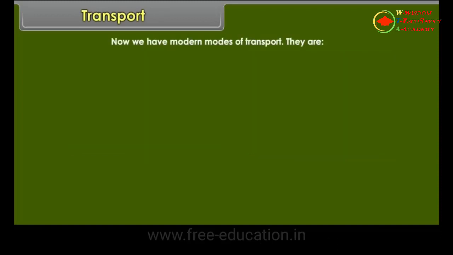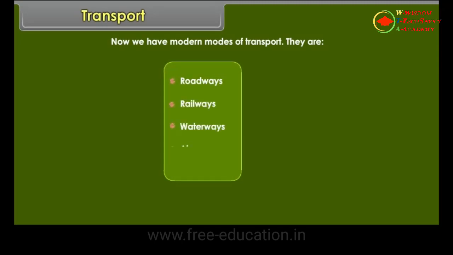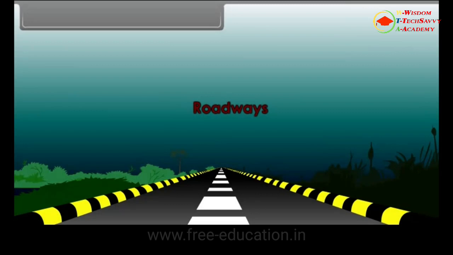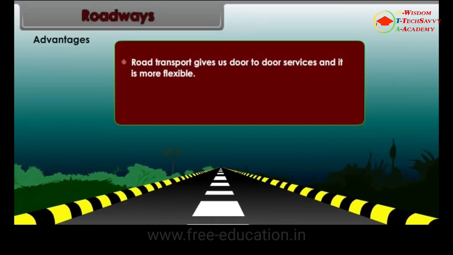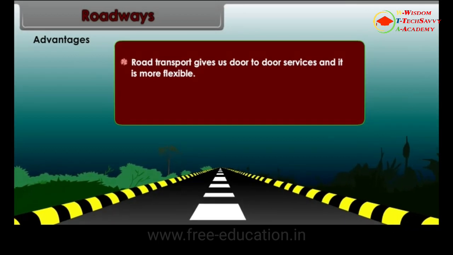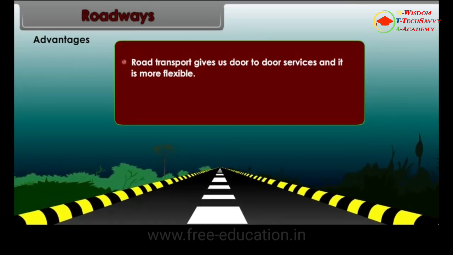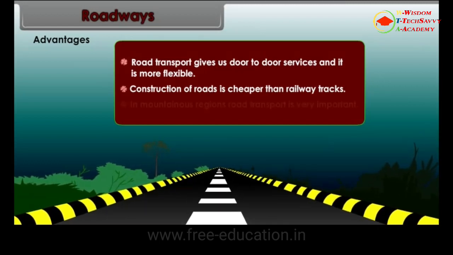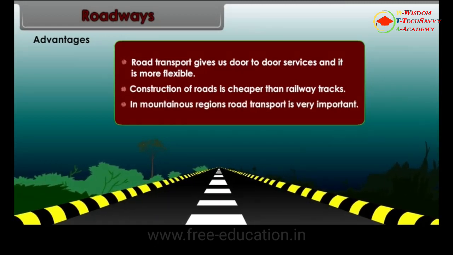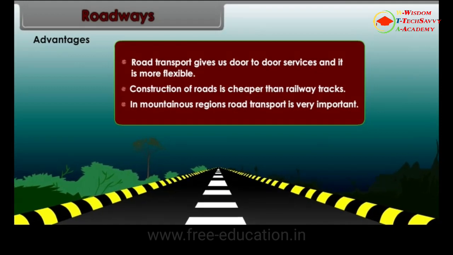Now, we have modern modes of transport. They are roadways, railways, waterways, and airways. Roadways. Advantages. Road transport gives us door-to-door services and it is more flexible. Construction of roads is cheaper than railway tracks. In mountainous regions, road transport is very important.